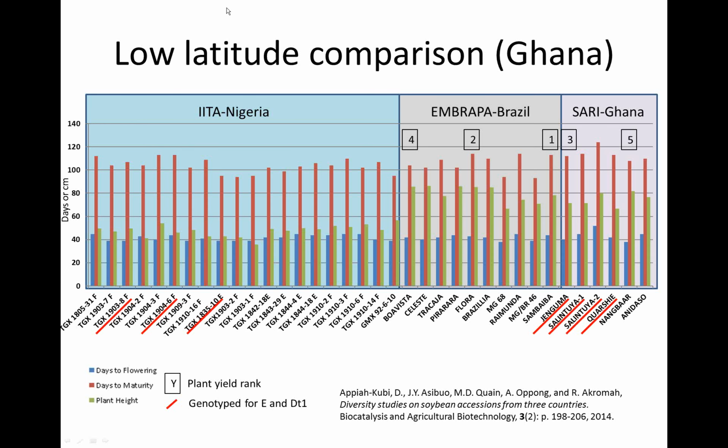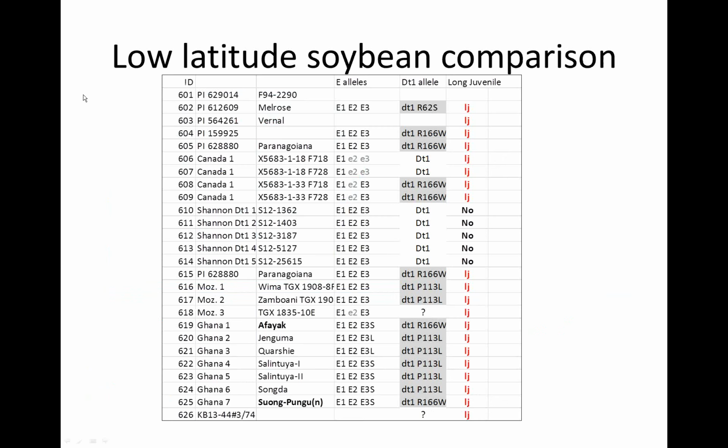So this slide is showing the data on an experiment that's in progress now in a low latitude environment in our winter nursery in Costa Rica. And here we've planted different lines that we know their E genotypes, their DT1 status. We think most of these are long juvenile, although that would be a preliminary analysis. And we're taking flowering time and maturity notes on those.